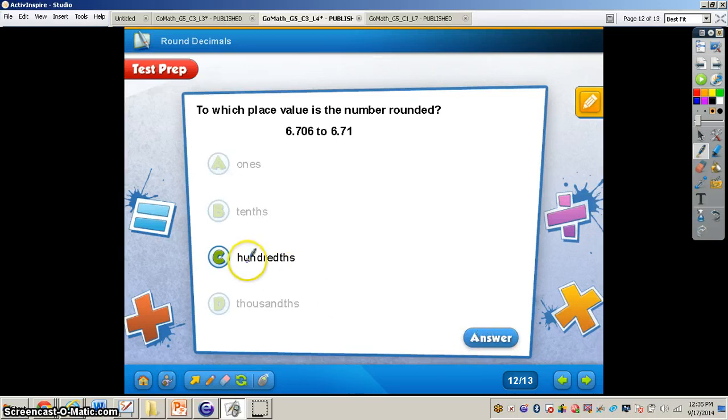Okay, you can see the answer is letter C, hundredths. Why do we know it's the hundredths? Because the final number to the right falls in the hundredths place.